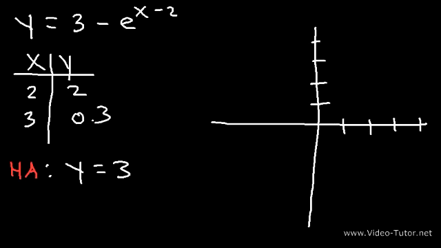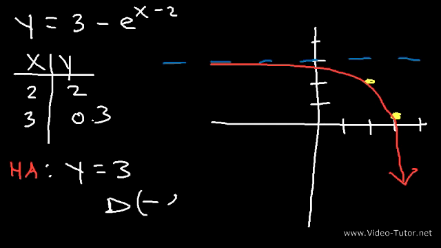So let's plot the horizontal asymptote, which is y is equal to 3. And we have the point 2, 2, which is right here. And we have the point 3, 0.3, which is here in this general vicinity. So always start from the horizontal asymptote and follow the 2 points. So the graph looks something like that.